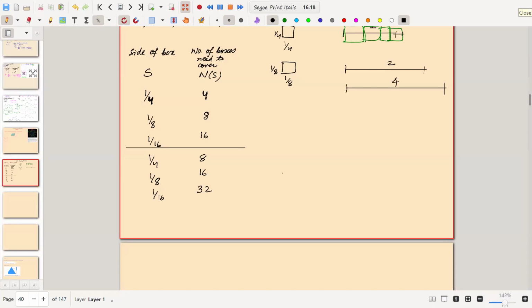Let us take the unit to be 4. So if you took 4, if the size is 1 by 4, what should be the length? 16. If you took 1 by 8, 1 by 16. So can you see something is happening here? And what is happening here?